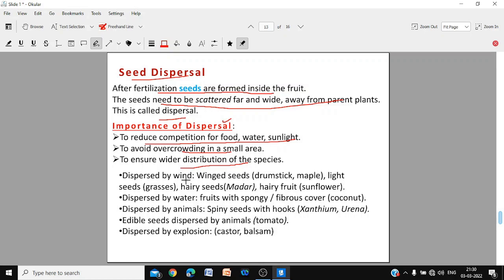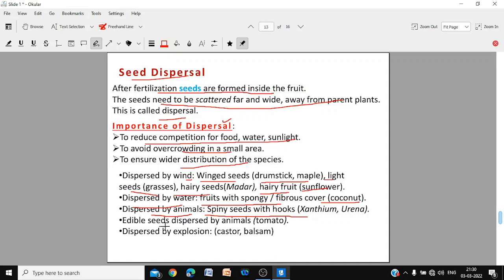So we can have a wind dispersal like winged seeds like drumstick or maple, or very light seeds like grasses, or hairy seeds, or hairy fruit like in sunflower. It can be dispersed by water, fruits with fibrous coating which can float like coconut. It can disperse by animals, spiny seeds with hooks which stick to the bodies of the animal.